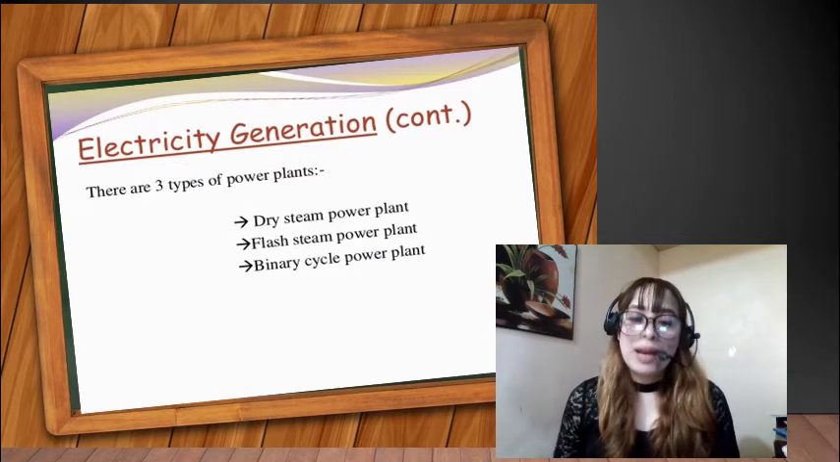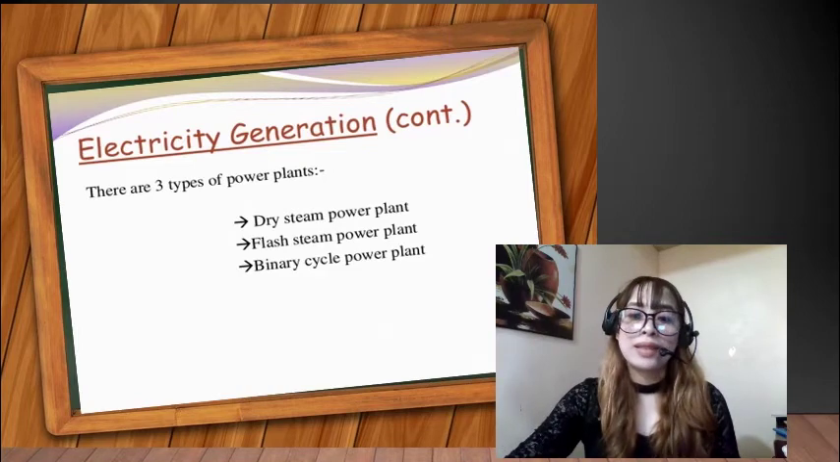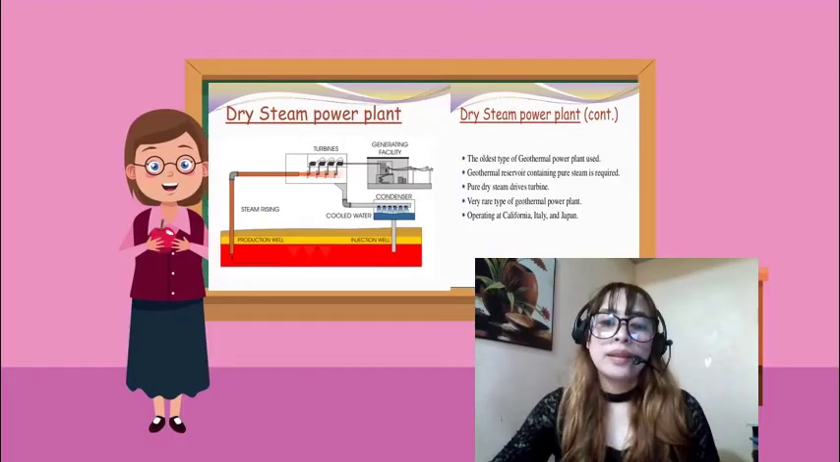And there are three types of power plants that we have to discuss one by one. The first one is the dry steam power plant. Next is the flash steam power plant. And the last one is the binary cycle.